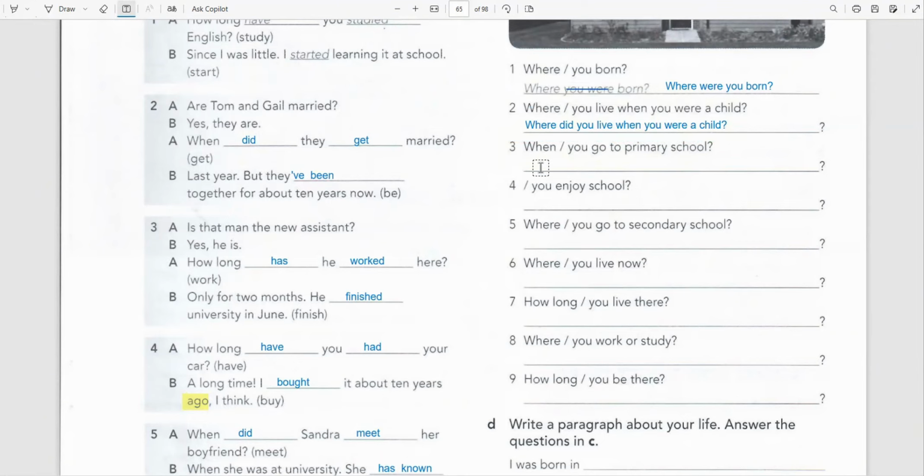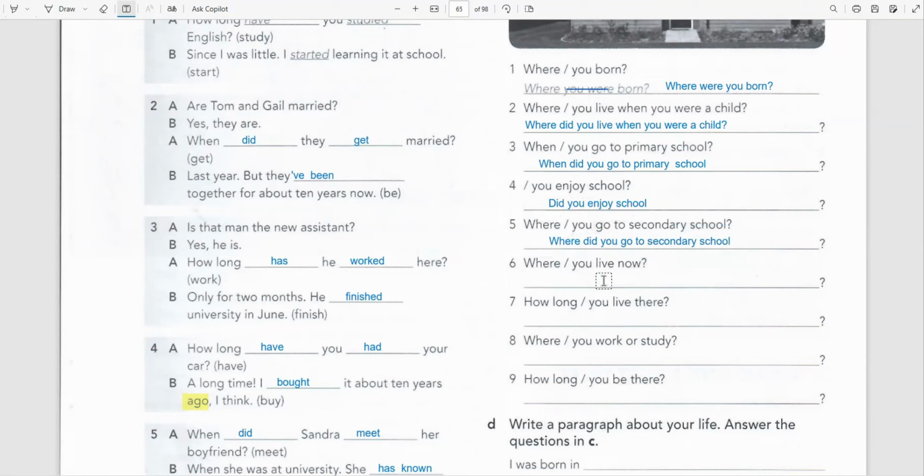Number three, when you go to primary school. Again, I'm asking about the past time. So when did you go to primary school? Great. Number four, you enjoy school. So I'm asking about the past. So primary school, did you enjoy it? Did you enjoy school? Number five, where you go to secondary school. Again, same. Where did you go to secondary school?